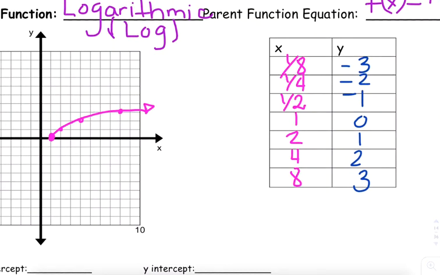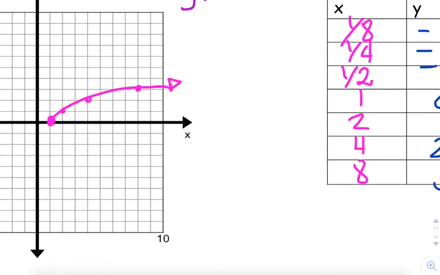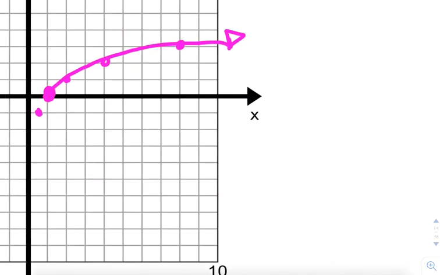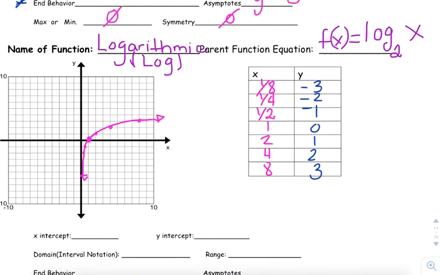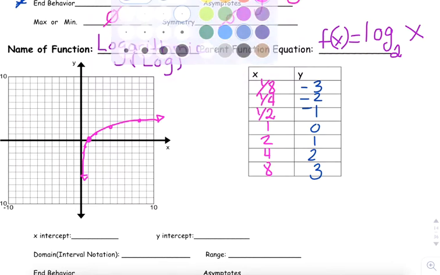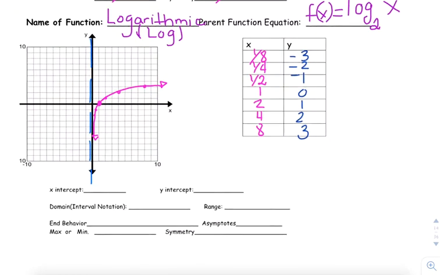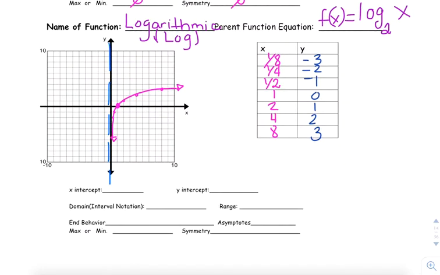So on the left, let's do a 1/2. So at an x value of 1/2, I'm at -1. At an x value of 1/4, I'm at -2. And what will happen, similar to our exponential, we will now get really, really close to our y-axis, therefore creating an asymptote there. Again, an asymptote is a line that we approach but never actually touch, and we denote with a dashed line.